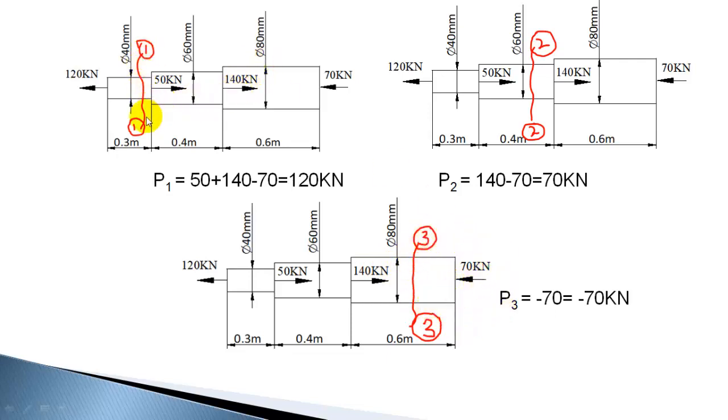So wherever you pass the section plane to reveal the internal force, you consider the right part, sum up with the rightward force as positive and leftward as negative. So that way you can find out the internal forces. So you got internal force in all the three sections.